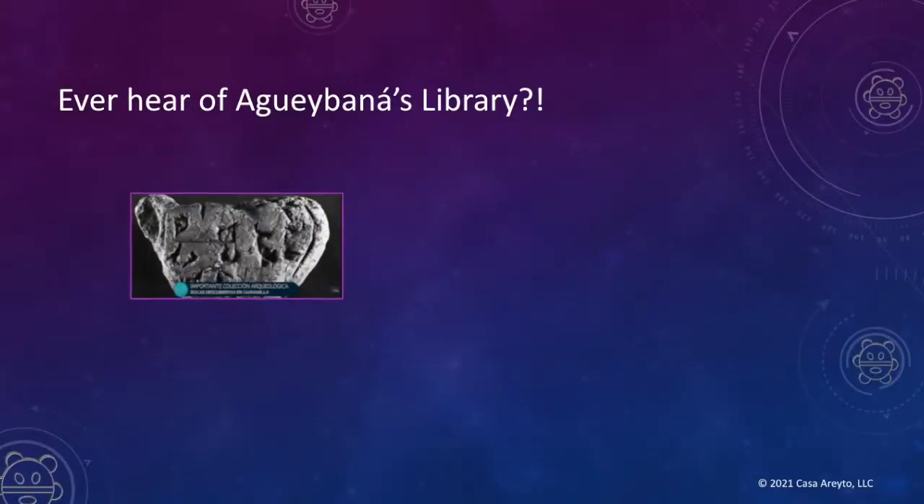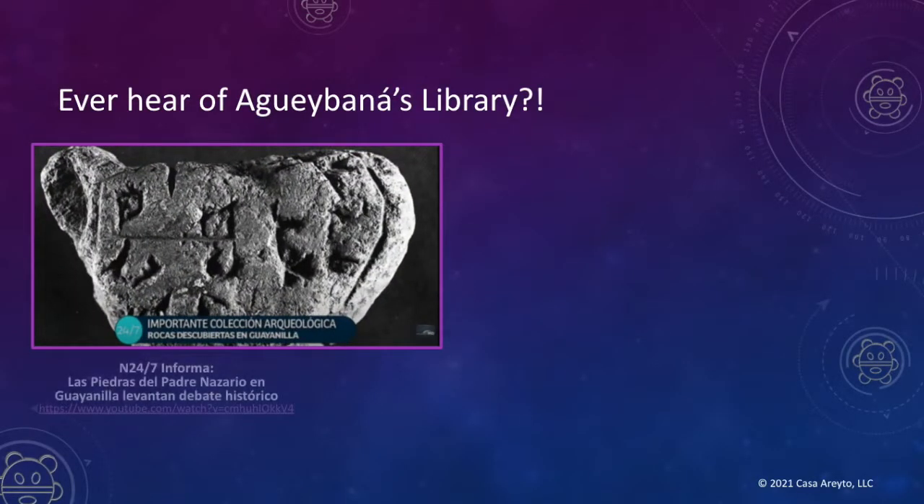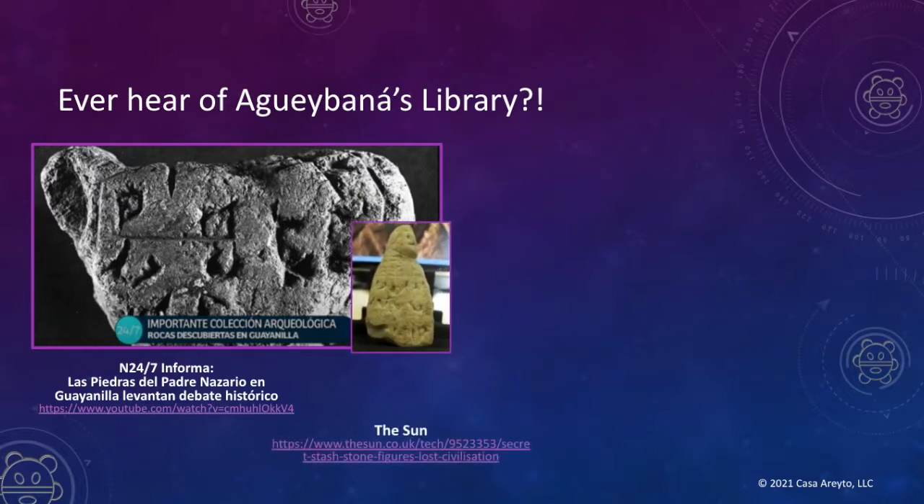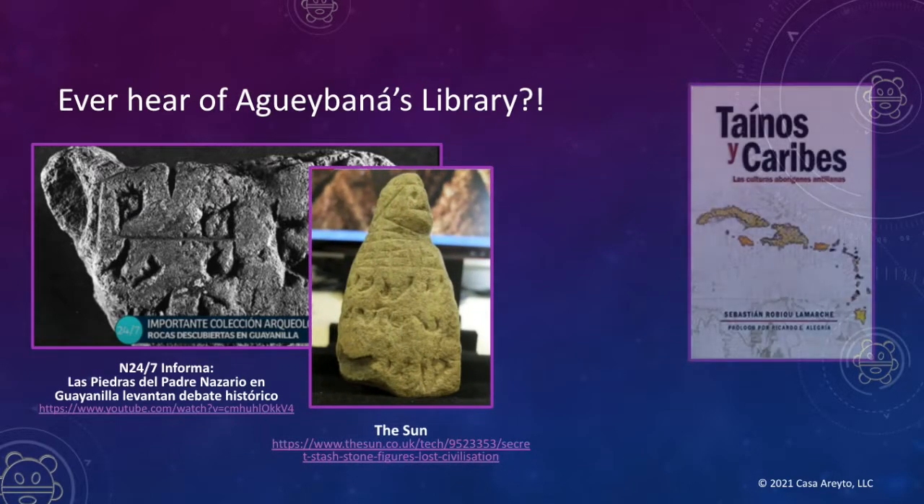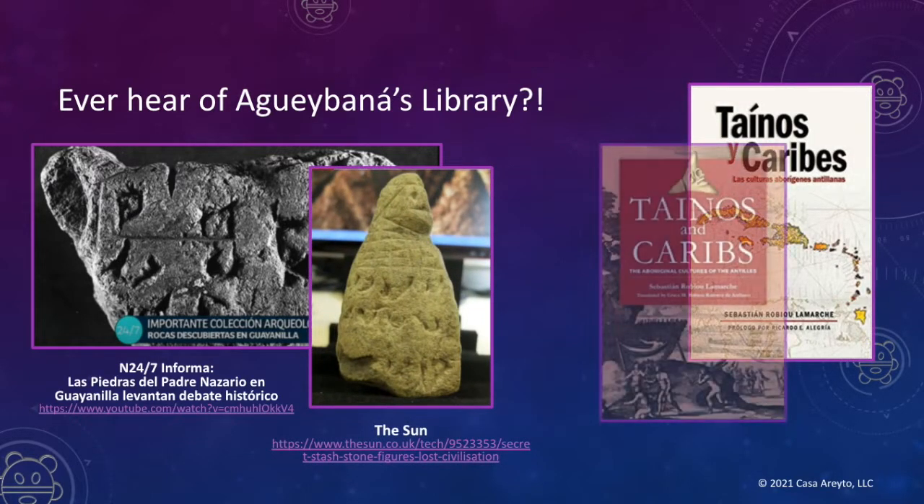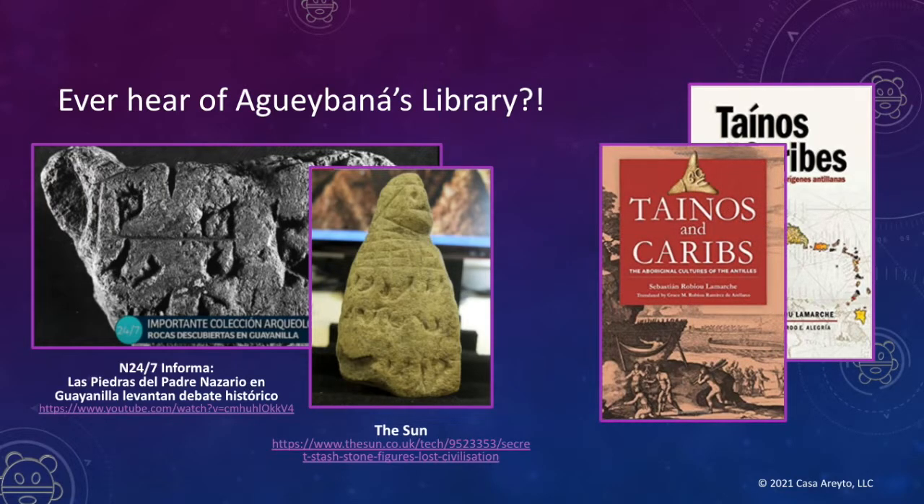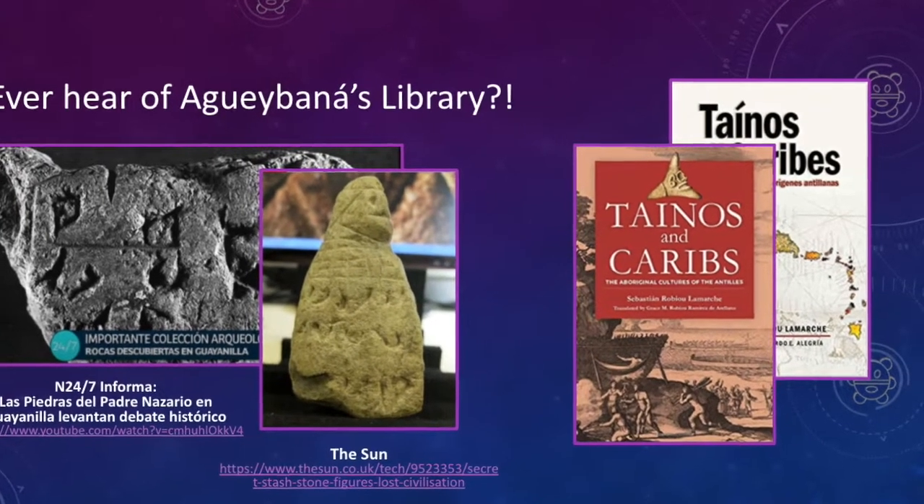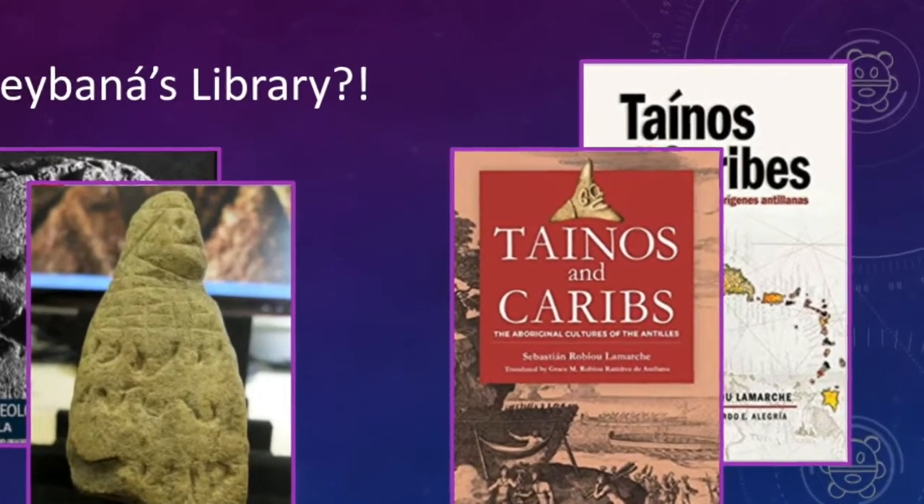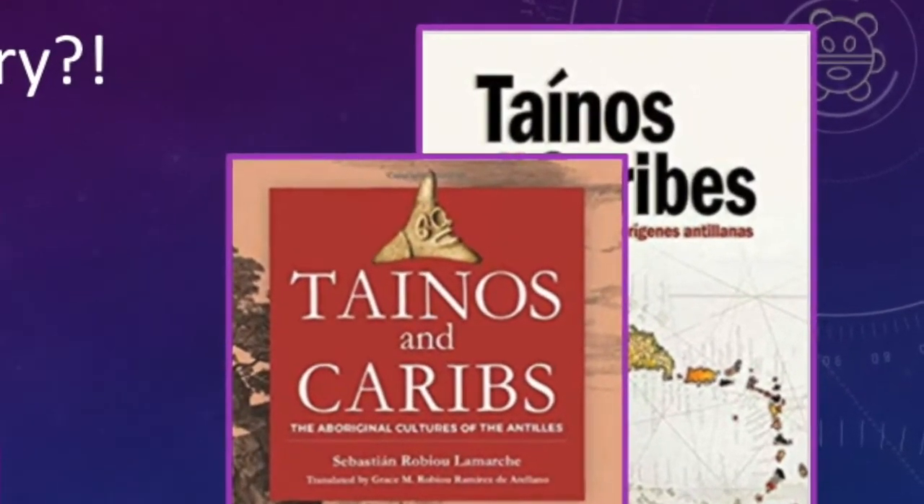So were we the first to invent Taíno scripts in the 70s, 80s, 90s, and 2000s? Absolutely not. We actually have evidence that there were scripts available way back 600 years ago. I was reading Taínos and Caribs by Sebastián Rubio Lamarche. He has this book available in both English and Spanish, so I highly suggest that you check it out. He mentioned Agueybaná's library, so that got me curious.